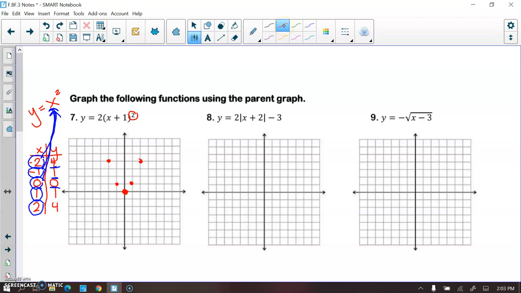All right, now I'm going to draw my parent function using a dotted line because this is not my actual transformation. This is not my ending graph. I want to transform this function by doing a vertical stretch by a factor of 2, and also doing my translation to the left 1 unit. So I'm going to take the point 0, 0 and move it to the left 1 unit.